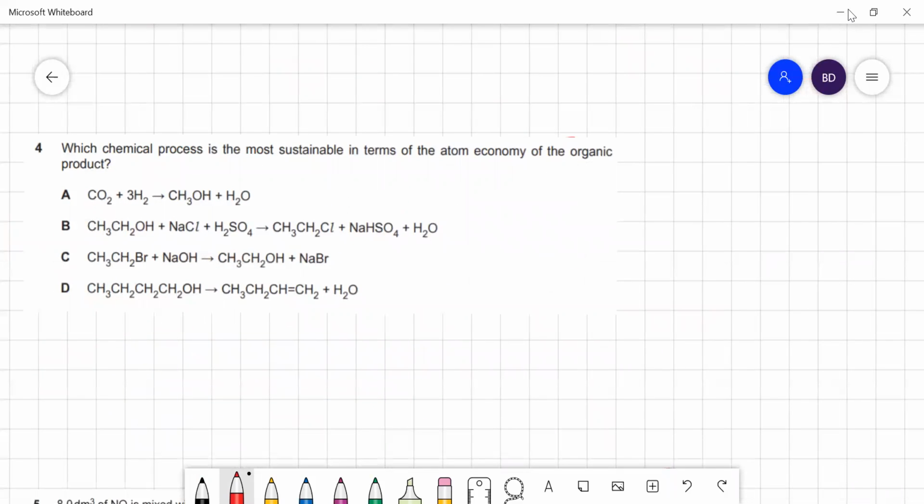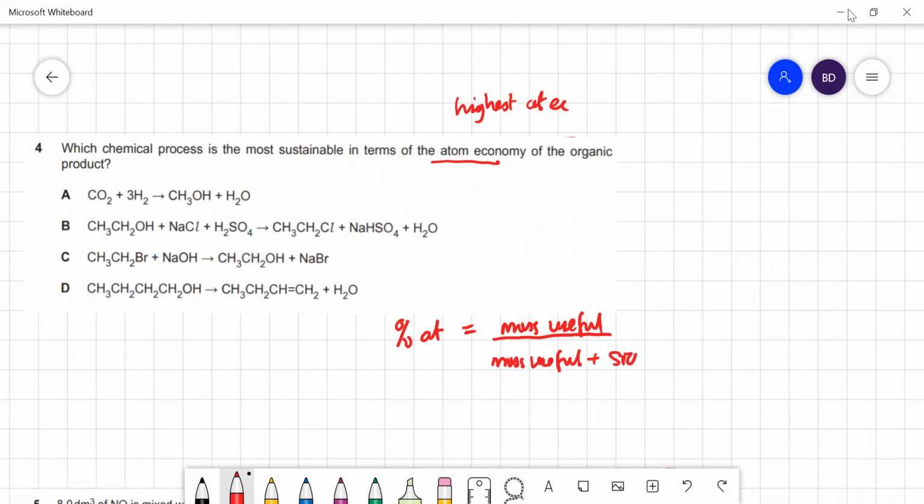This question is about atom economy. It says, which is the most sustainable in terms of atom economy, i.e. we're looking for the highest atom economy. Now atom economy is the mass of the useful product over the mass of all the products, let's call it the mass of useful and side products, times by 100.